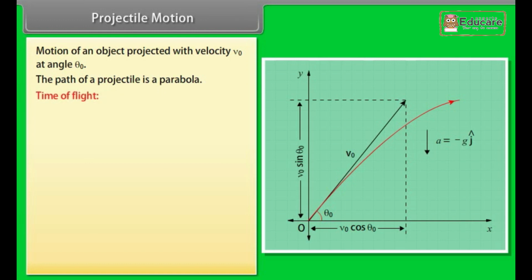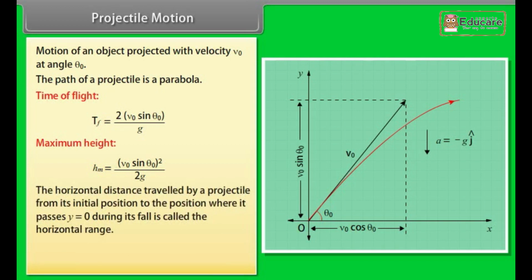Time of flight of projectile is Tf = 2 v0 sin θ0 / g. Maximum height of a projectile is Hm = (v0 sin θ0)² / 2g. The horizontal distance travelled by a projectile from its initial position to the position where it passes y = 0 during its fall is called the horizontal range. Horizontal range of projectile is given by R = v0² sin 2θ0 / g.